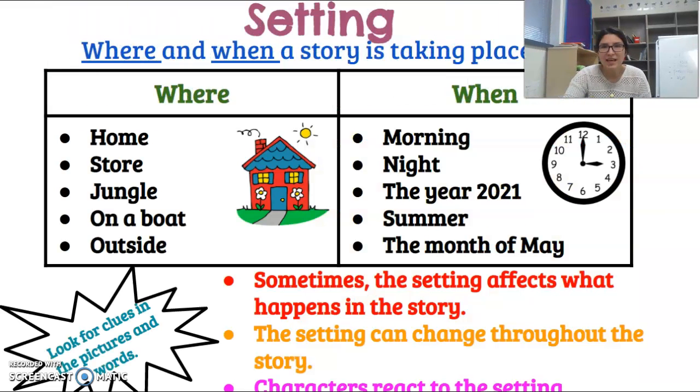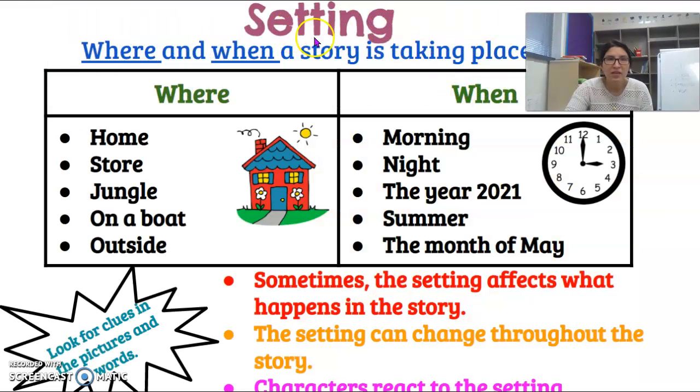All right, setting. Let me get out of the way. There we go. Setting, where and when a story is taking place. Maybe it's at a beach during the daytime or during summer. Where? Beach. When? Summer. Daytime, okay? Where? Think of it like a home, store, jungle, on a boat, outside, inside. Where are the characters? Where do you see them at, okay?